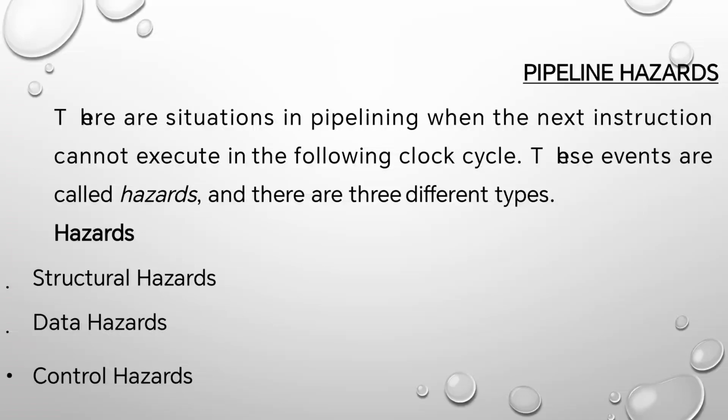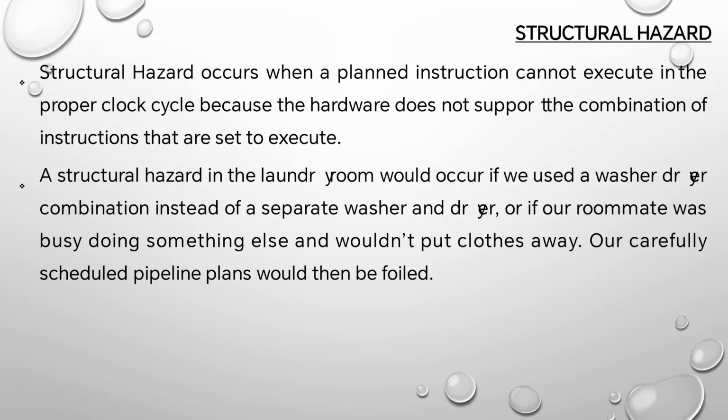Pipelining hazard. There are situations in pipelining when the next instruction cannot execute in the following clock cycle. These events are called hazards. There are three different types of hazards: structural hazards, data hazards, and control hazards.